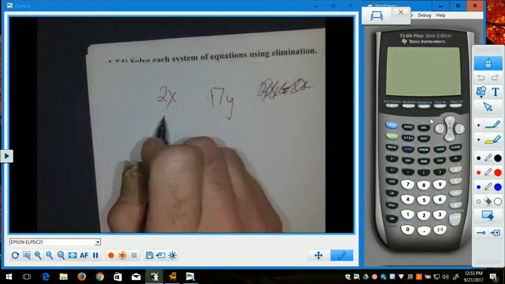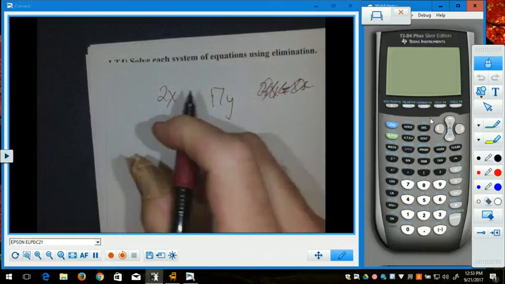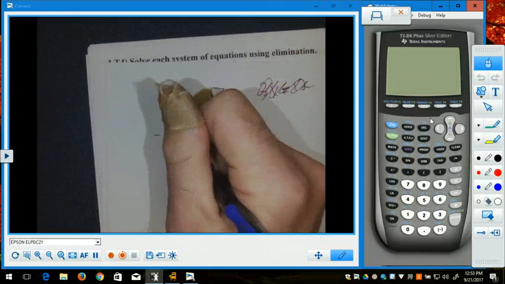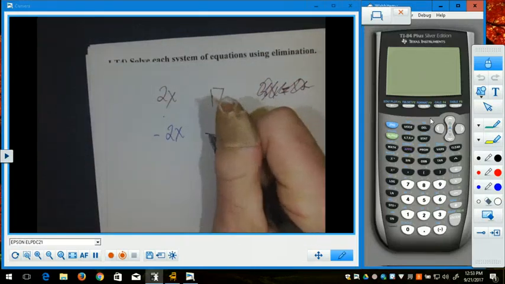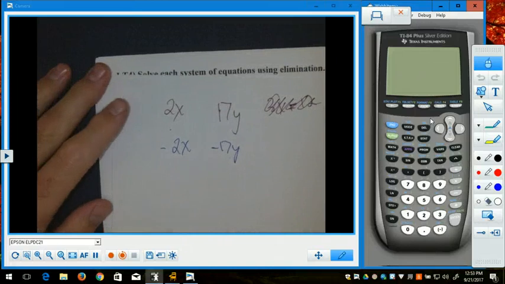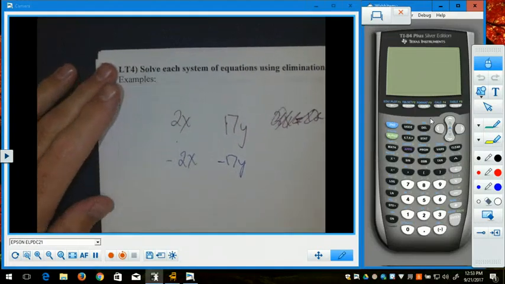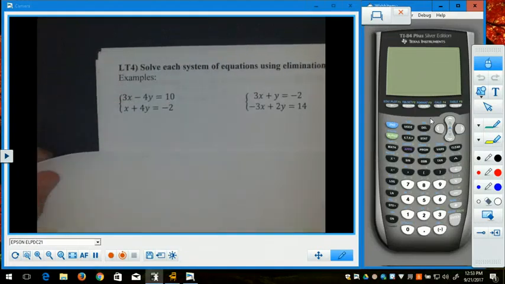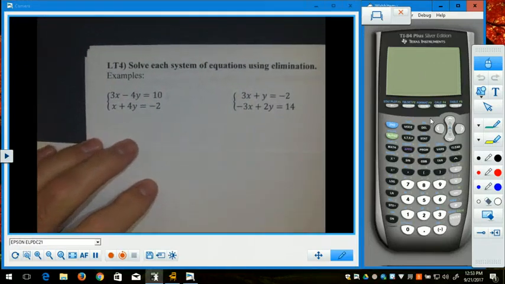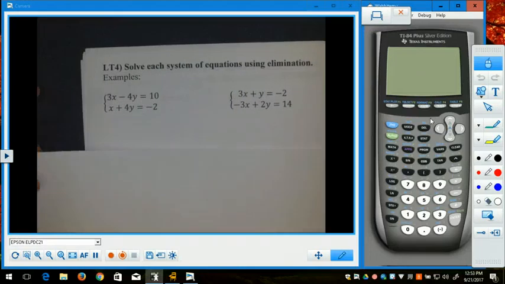What is the opposite of 2x? You should know that that's negative 2x. The opposite of 17y is negative 17y. When we're looking at equations, our goal is to get some of these variables to be opposites. Now in the first two examples, we already have that, but we're going to be doing this through multiplication.